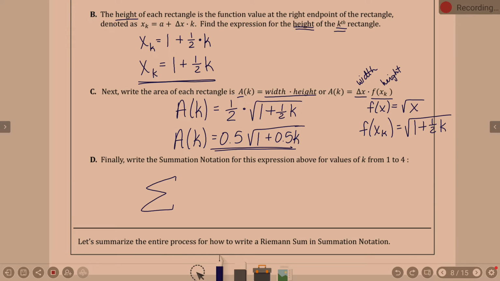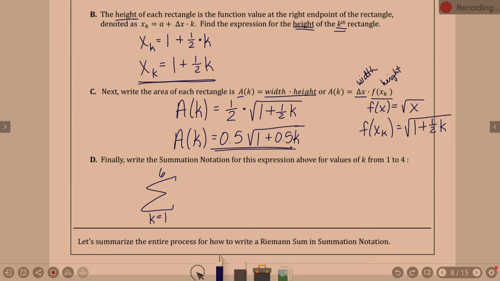As we put our limits here, k equals 1. How many intervals do we have? We have 6 intervals. So when we talk about this, this is not my a and b values, but we're going to have 6 intervals. So there are 6 rectangles you're finding the area of, right? So this is going to be k equals 1 to 6.